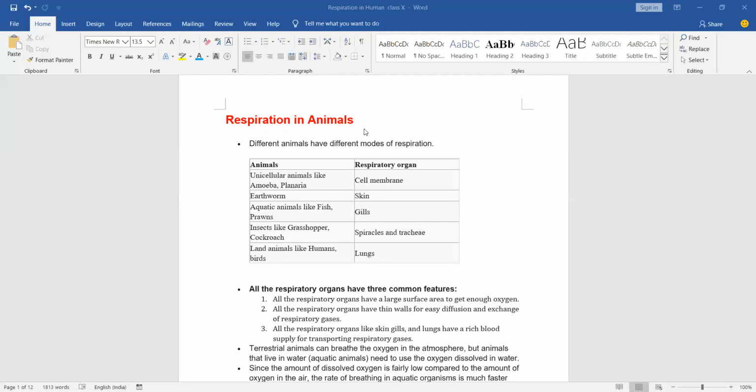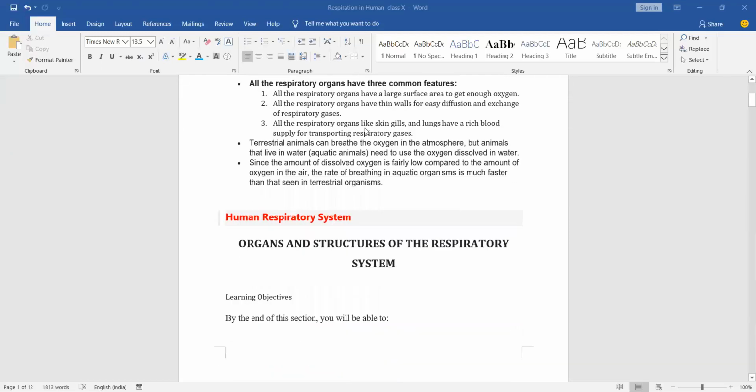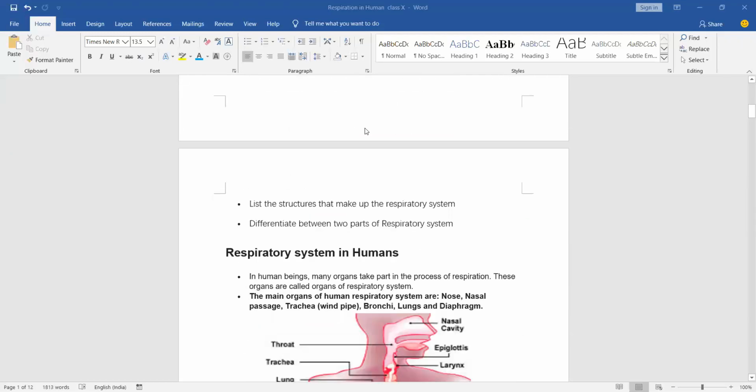In insects like grasshopper and cockroach, respiration occurs with the help of spiracles and trachea. In land animals like we humans and birds, respiration occurs with the help of lungs. So I'm going to discuss the respiratory system in humans.